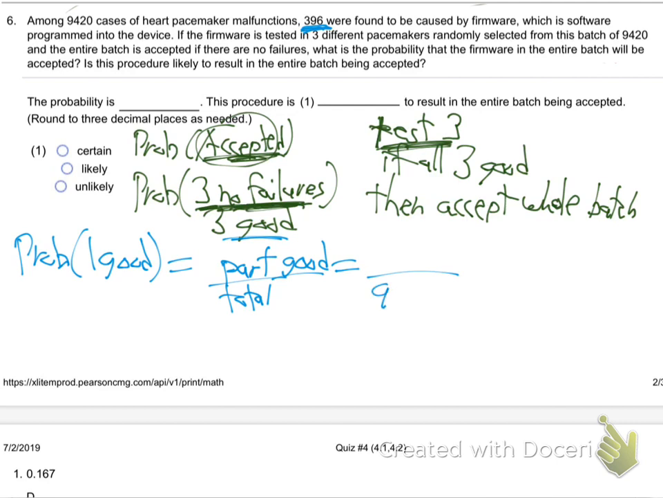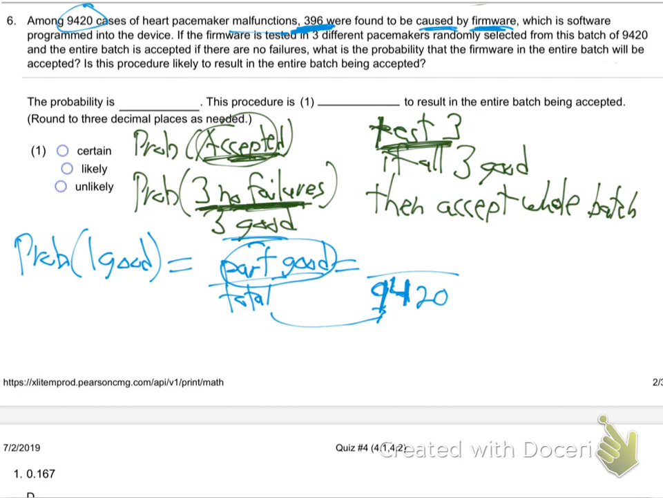Let's start with the total. 9,420. That's the total number of pacemakers that malfunctioned, and we want to know, well, how many of them malfunctioned, it wasn't because of the firmware. We're just testing firmware right now. So what's the part of that whole batch that are good, at least good concerning firmware? We know they're all bad. They all malfunctioned, but some did because of firmware. Some did because of something else. So out of the 9,420, 396 of them their failure was caused by firmware.